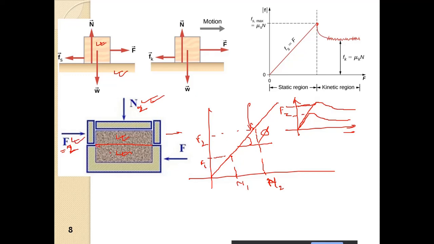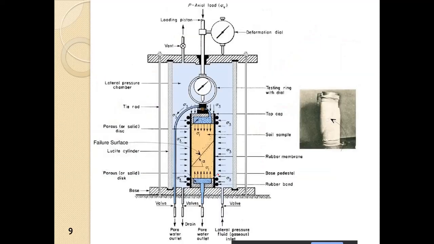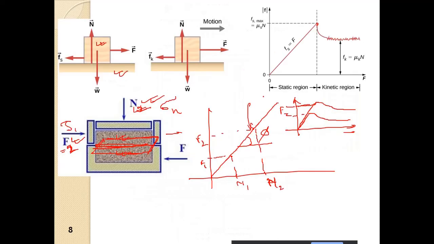If I divide it by the area of contact, so this is the normal force and this is the tangential force, I will have the normal stress and I will have the shear stress. So Coulomb obtained this, right? Now, this is the direct shear.